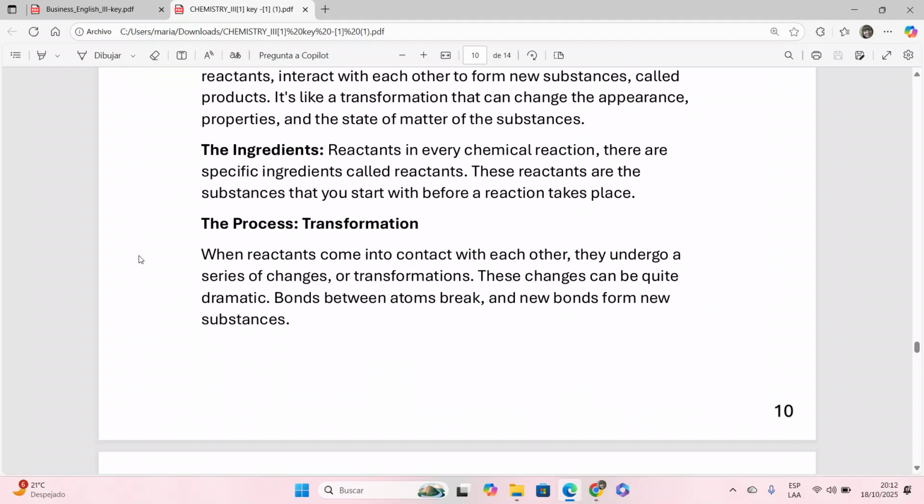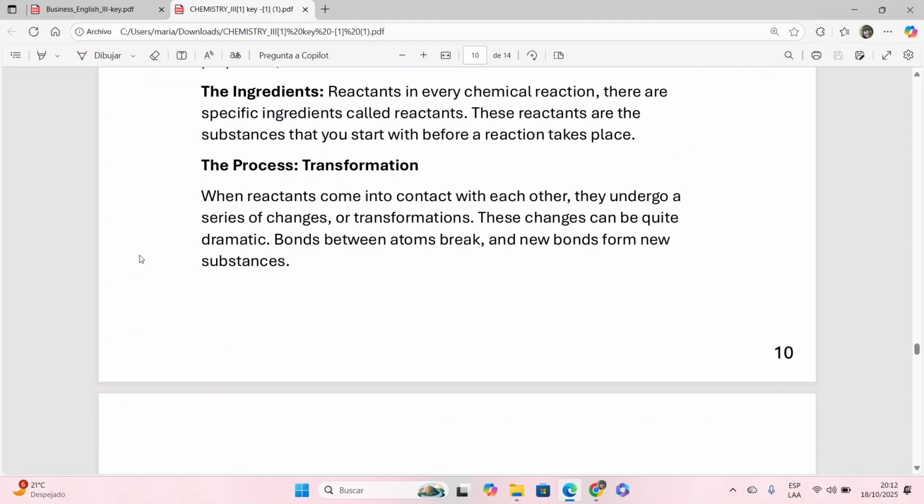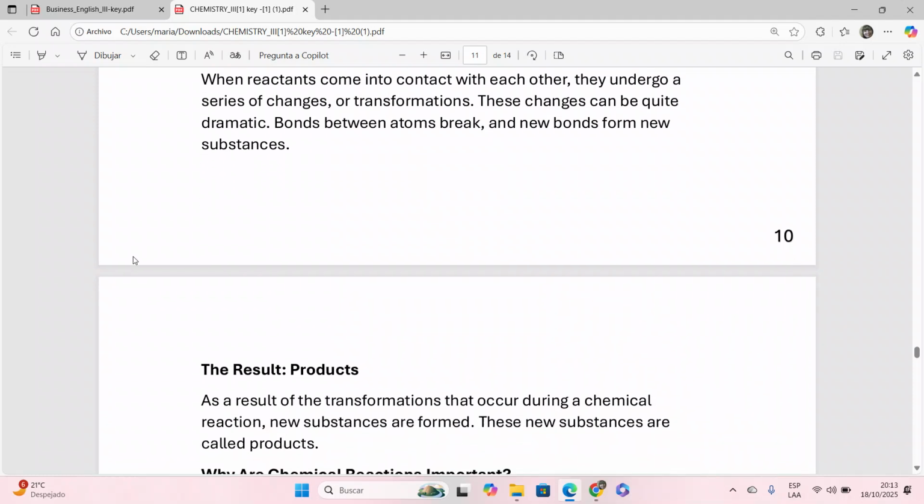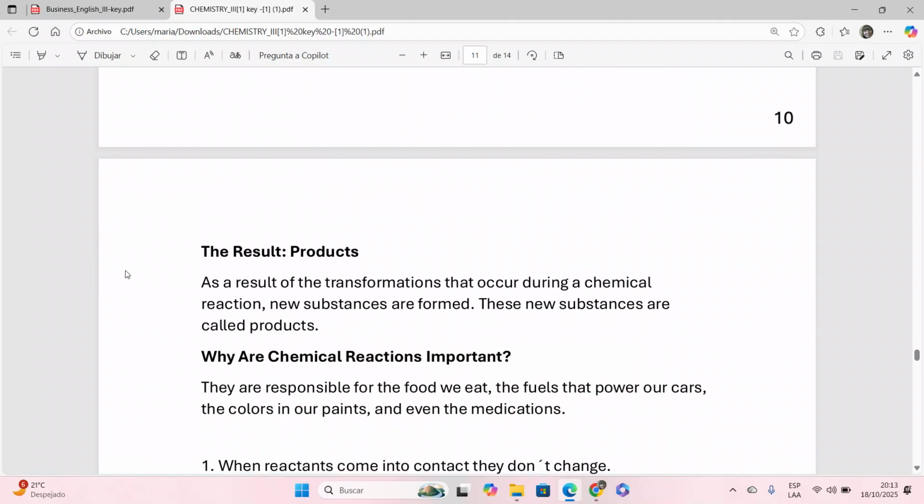The ingredients, reactants. In every chemical reaction there are specific ingredients called reactants. These reactants are the substances that you start with before a reaction takes place. The process, transformation. When reactants come into contact with each other, they undergo a series of changes or transformations. These transformation changes can be quite dramatic. Bonds between atoms break and new bonds form new substances.